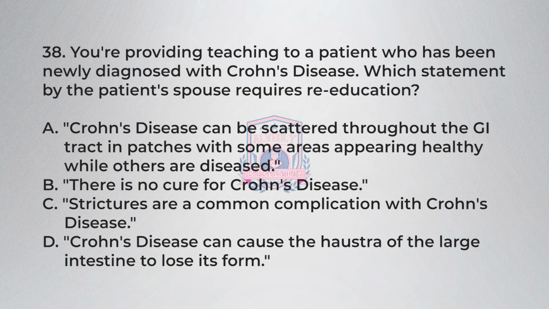Question 38. You're providing teaching to a patient who has been newly diagnosed with Crohn's disease. Which statement by the patient's spouse requires re-education? A. Crohn's disease can be scattered throughout the GI tract in patches, with some areas appearing healthy while others are diseased. B. There is no cure for Crohn's disease. C. Strictures are a common complication with Crohn's disease. D. Crohn's disease can cause the haustra of the large intestine to lose its form.